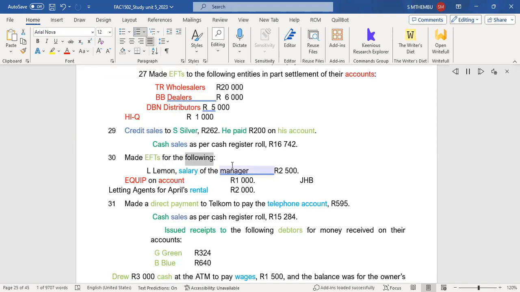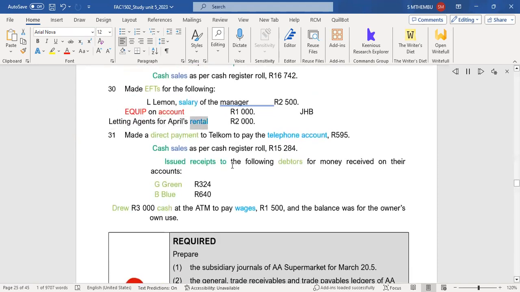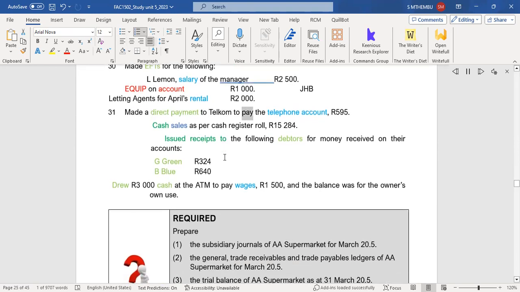Made EFTs for the following. L. Lemon, salary of the manager, R2,500. Equip on account, R1,000. JHB letting agents for April's rental, R2,000. Made a direct payment to Telcom to pay the telephone account, R595. Cash sales as per cash register roll, R15,284.